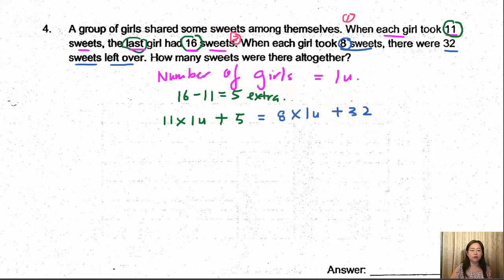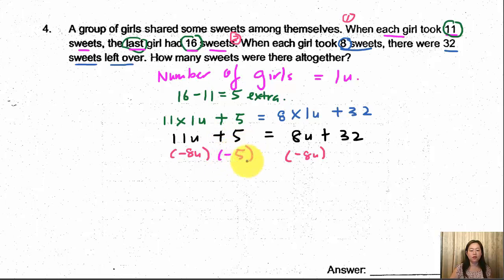So this will become 11 unit plus 5 is equals to 8 unit plus 32. So we have to shift the 8 unit to the left side. So we have to minus 8 unit and minus 8 unit, and we have to shift the positive 5 to the right side. So we have to minus 5, and here we will also minus 5.